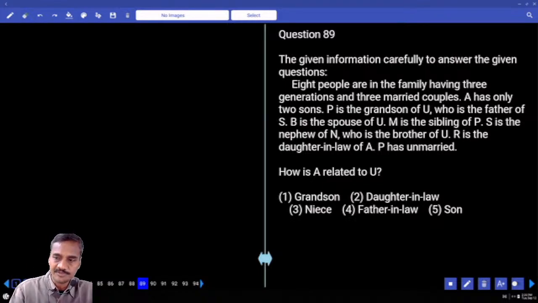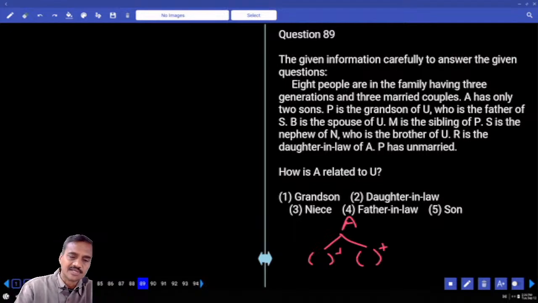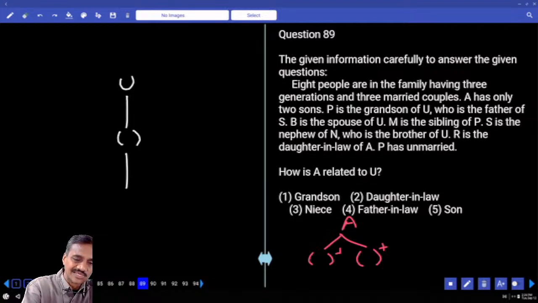Then there are some 8 people, and A has only 2 sons. Now 3 generations and 3 married couples. As there are 3 married couples, how many persons got married? 6 persons got married and 2 are unmarried. Then A is having only 2 sons. Now only 2 sons were there. And next one, P is the grandson of U. U's child's son is P.